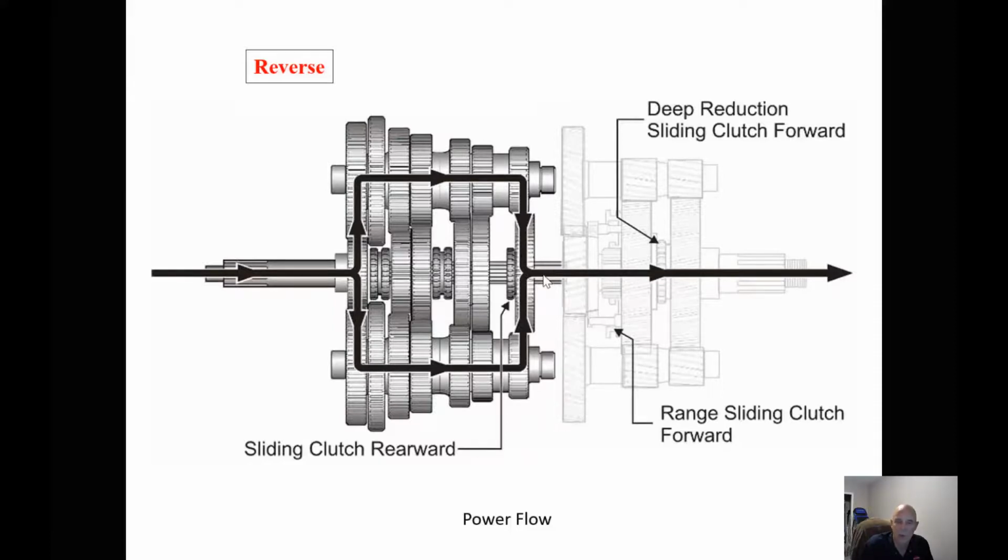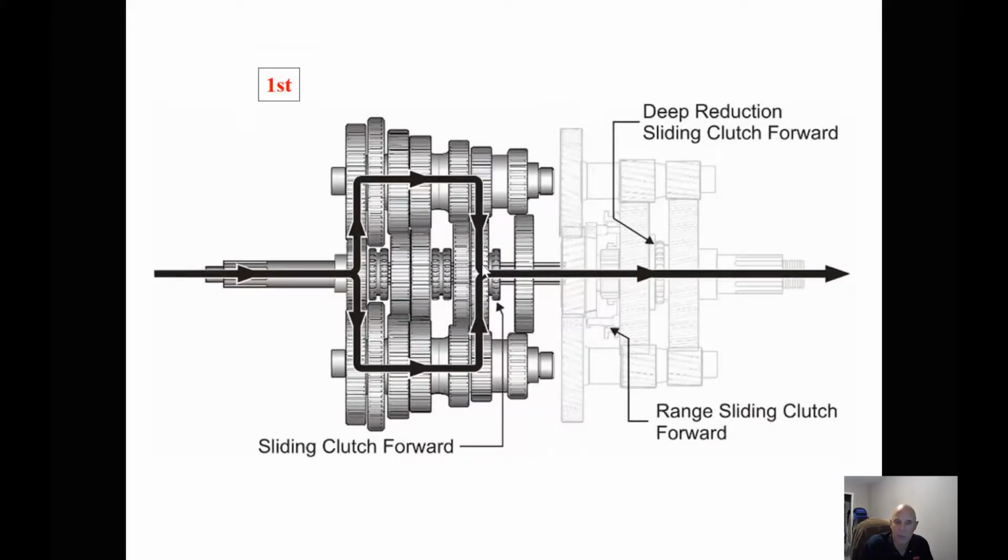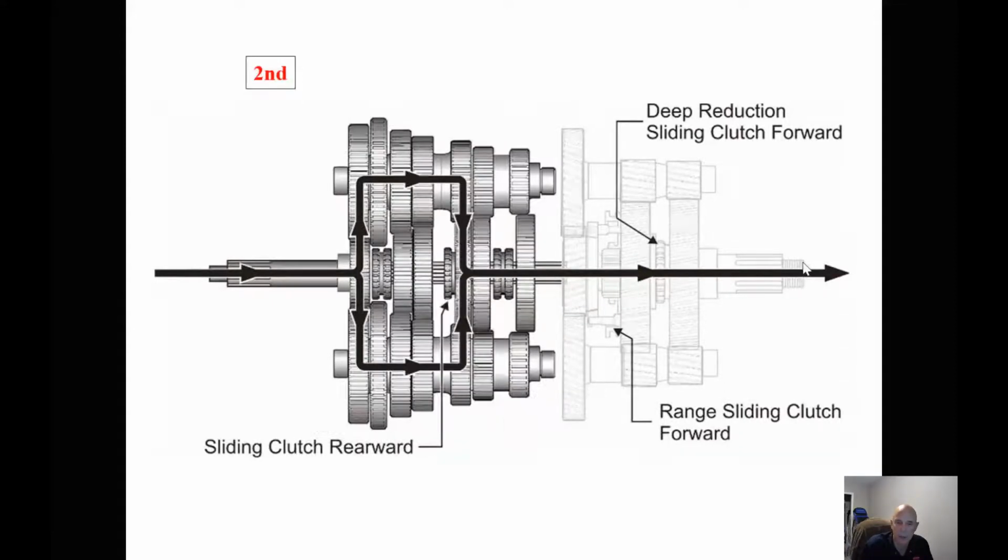Now when we go into first gear, what we're going to do is take this sliding collar and move it out into the neutral position and then engage it into first gear. So the power flow is again through our counter shafts into our first gear and out. When we go into second, we're going to disengage this collar and engage this collar. So our power flow will be the same. Now again, remember, this counter shaft's turning, these gears are all turning.